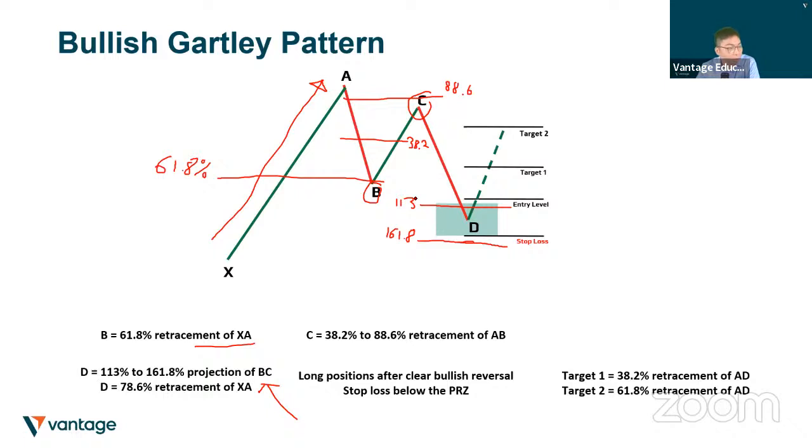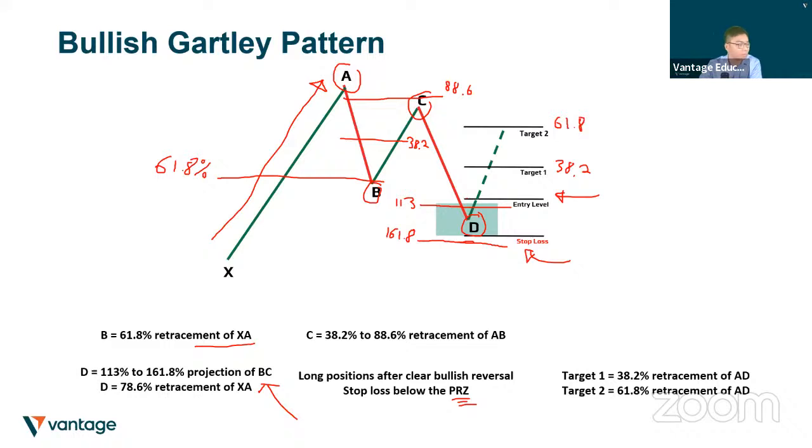Long positions should be considered after a clear bullish reversal. So you can have your entry level there, with a stop loss placed beneath the potential reversal zone, the PRZ. Your target one for this pattern is at 38.2% retracement of AD, and for target 2, it extends towards the 61.8% retracement. It might take a while for you to slowly understand it.